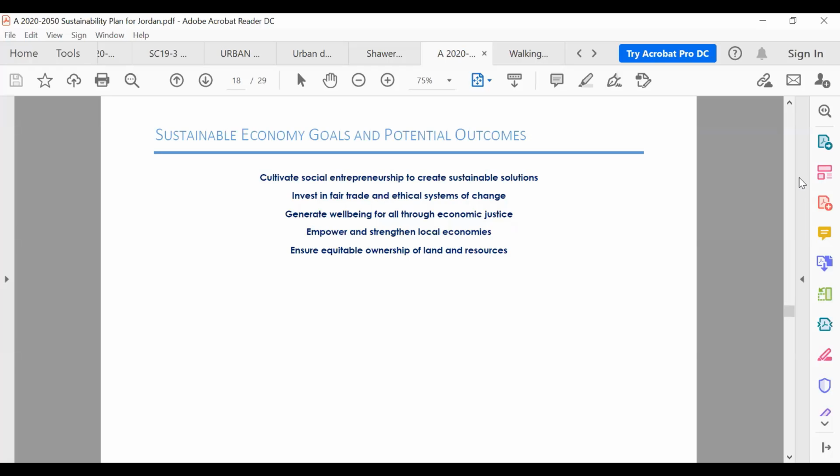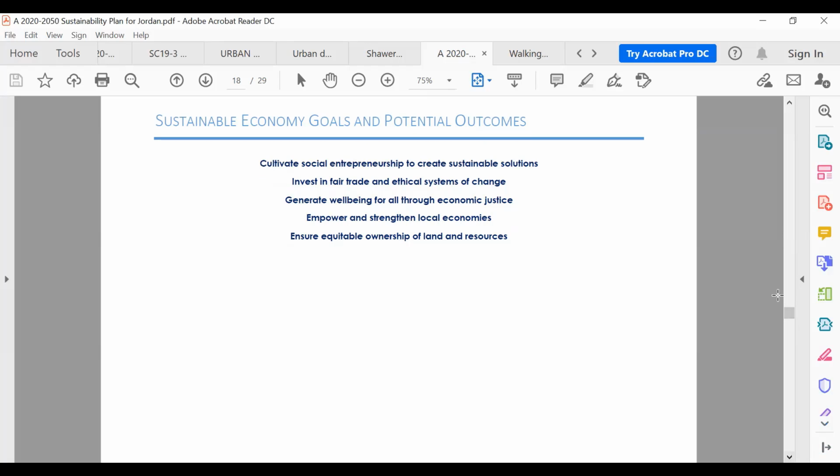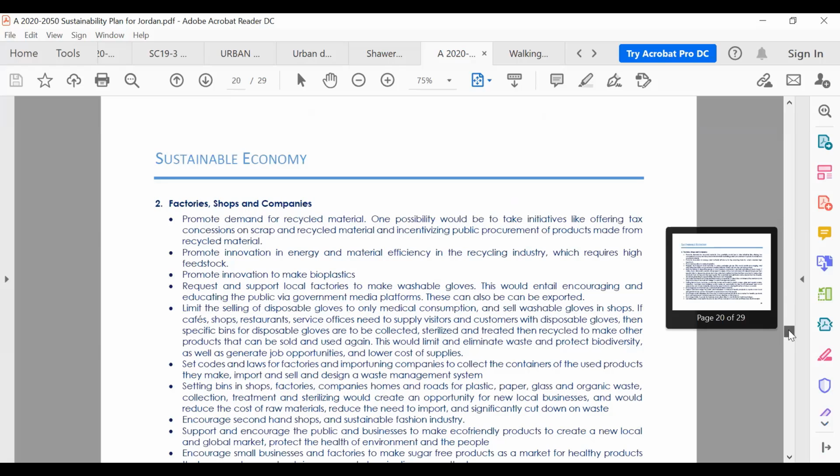Okay, so for the sustainable economy goals and potential outcomes for Jordan, the proposal that I have written, these were the goals that I was aiming for. Cultivating social entrepreneurship to create sustainable solutions, invest in fair trade and ethical systems of change, generate well-being for all through economic justice, empower and strengthen local economies, and ensure equitable ownership of land and resources.